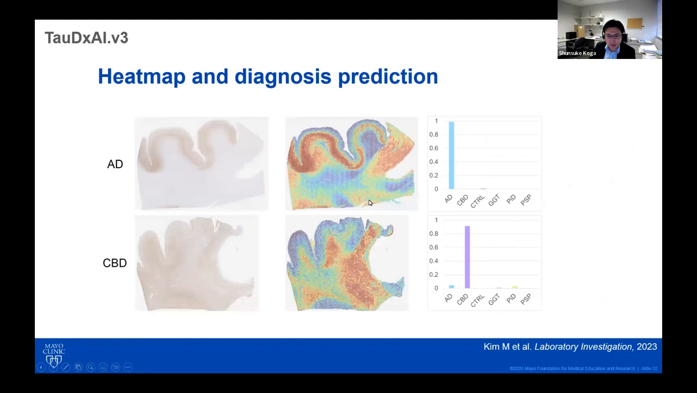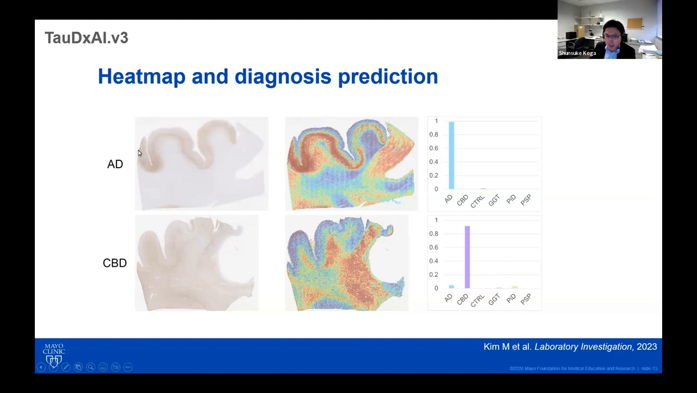And we also used an attention-based interpretation analysis to understand the morphologic features contributing to the diagnosis. And here are the representative tau images. And this is the attention heat map. And this is the result of the prediction value in AD and CBD.